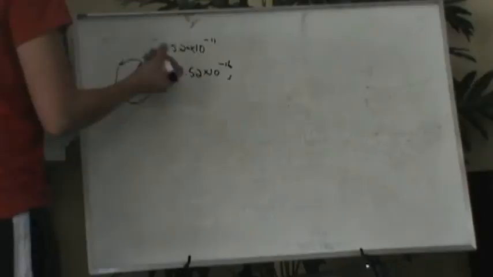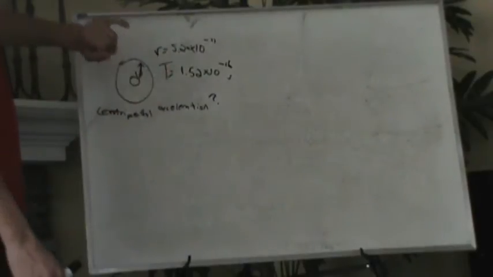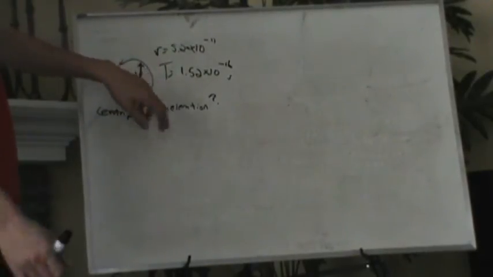So what is the electron's, they call it, centripetal acceleration? Okay. So given the radius and this period, which is essentially the time in which it revolves once.